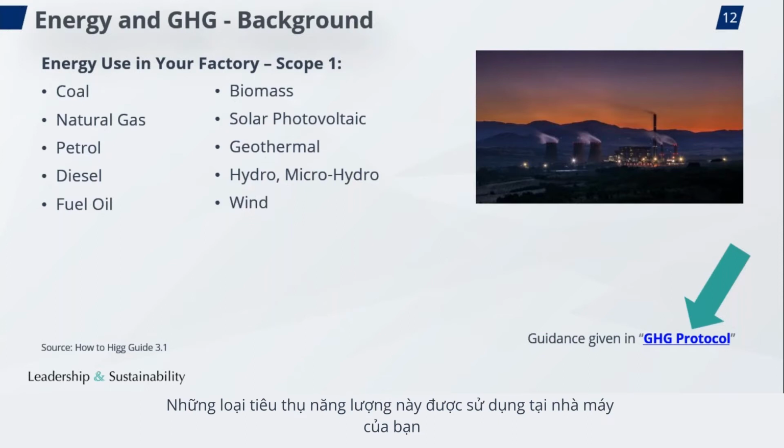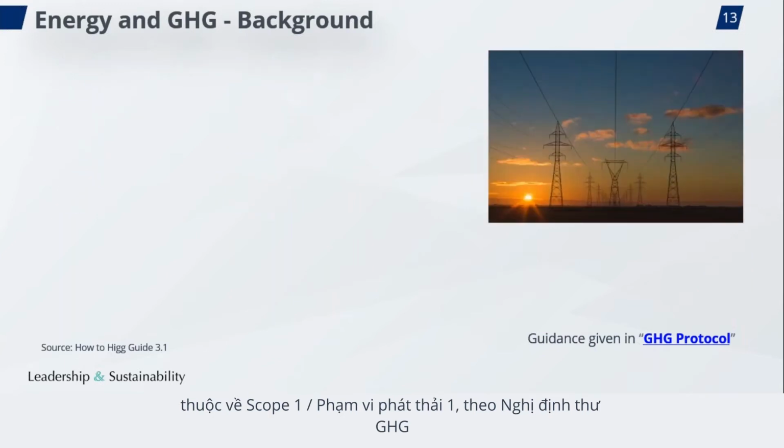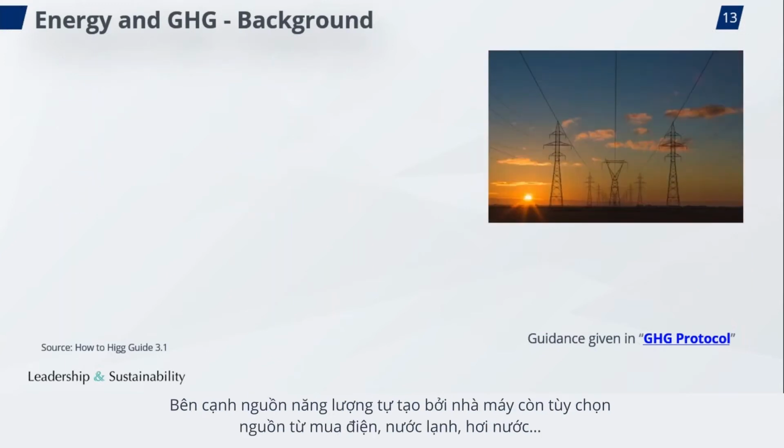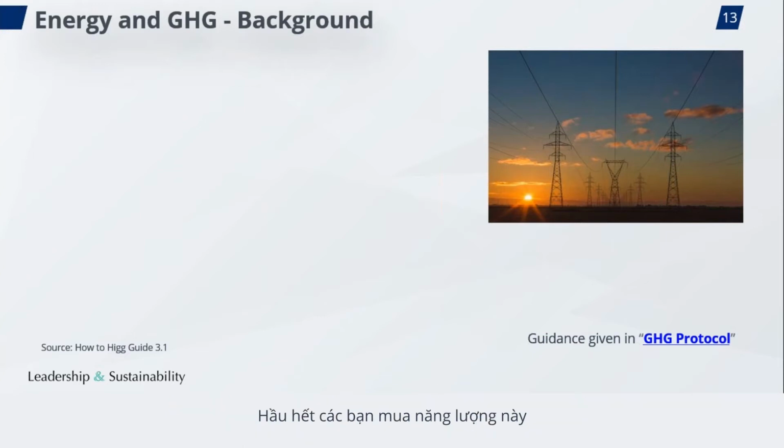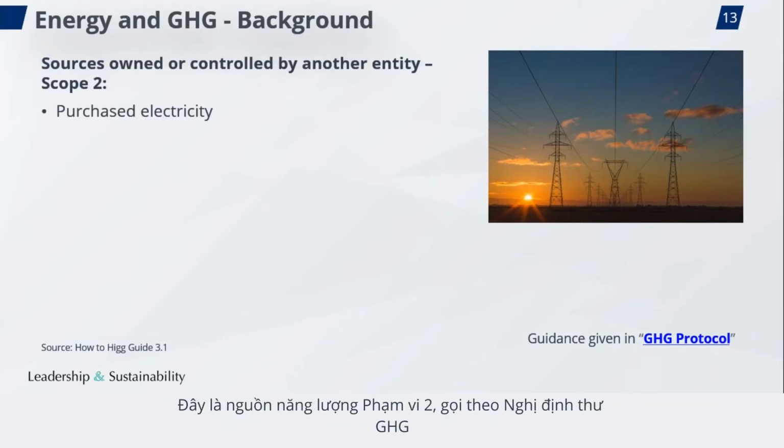So these energy types used in your factory on site, they belong to what is called Scope 1, according to the greenhouse gas protocol. So next to own generated energy sources, there is also the option to purchase electricity, chilled water or steam. And I'm sure most of you do that. And those energy sources, they are called Scope 2 energy sources, according to the greenhouse gas protocol.